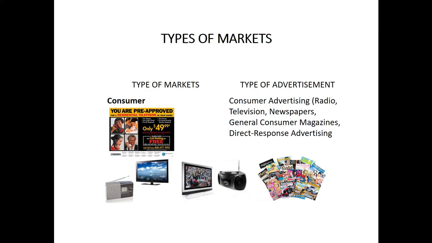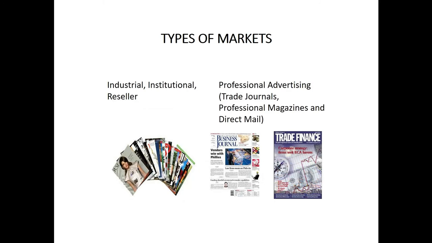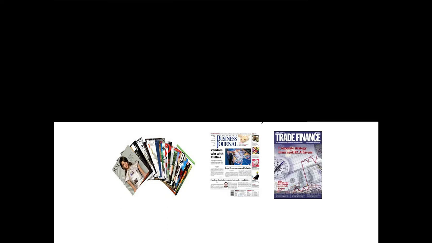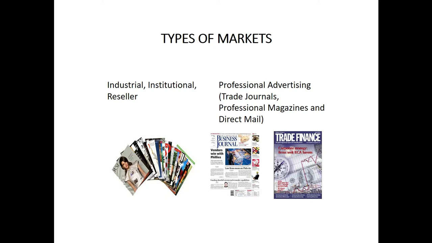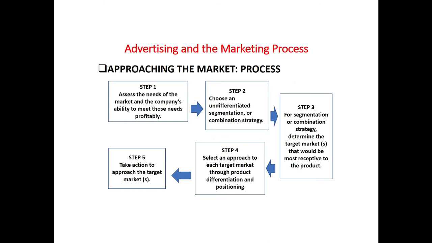Okay, let's take a look at the type of advertisement for different types of markets. For the consumer market, we have consumer advertising such as radio, television, newspaper, general consumer magazines, and direct response advertising. For industrial, institutional, or reseller markets, we make use of professional advertising such as trade journals, professional magazines, and direct mail. So here is the approach to market, or the process in approaching the market.